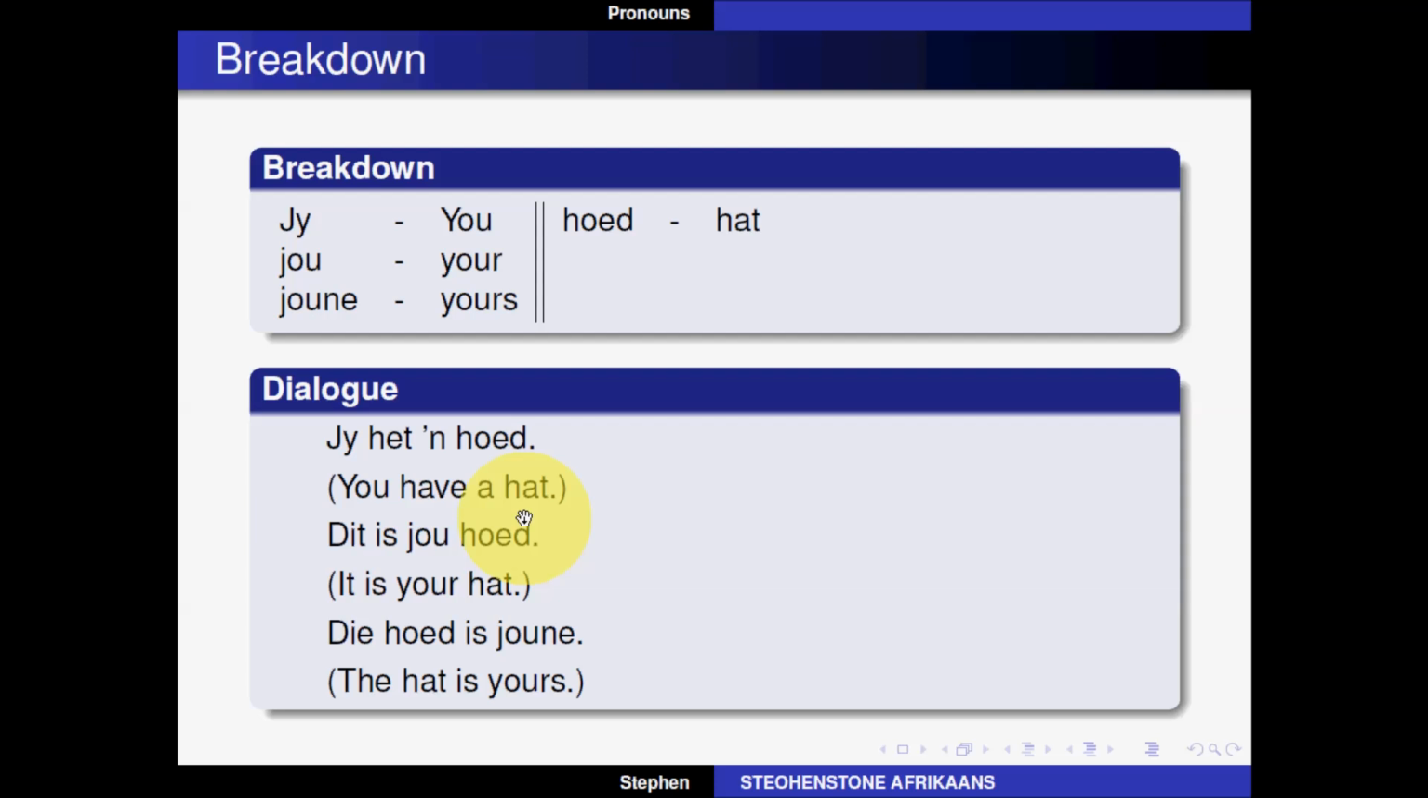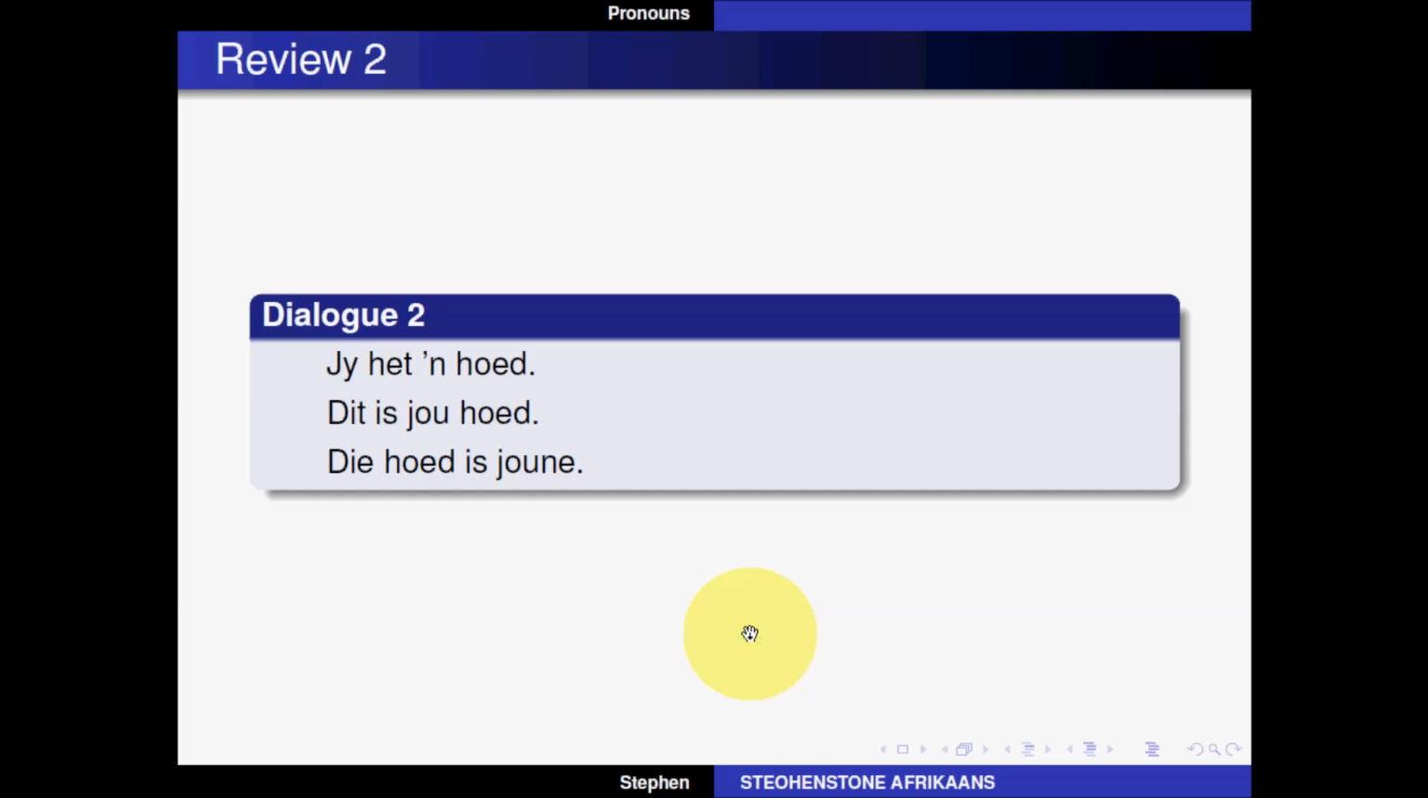And these are very basic sentences in that they translate word for word, so it's easy to get used to them, and we're focusing on the words that we're using in Afrikaans. Dit is jou hoed. It is your hat. Die hoed is joune. The hat is yours. So the group of 3 words that we're focusing on is jy, jou, en joune. Jy, jou, joune. And we're trying to get used to how it changes, just as you, your, and yours change. So let's review this dialogue.